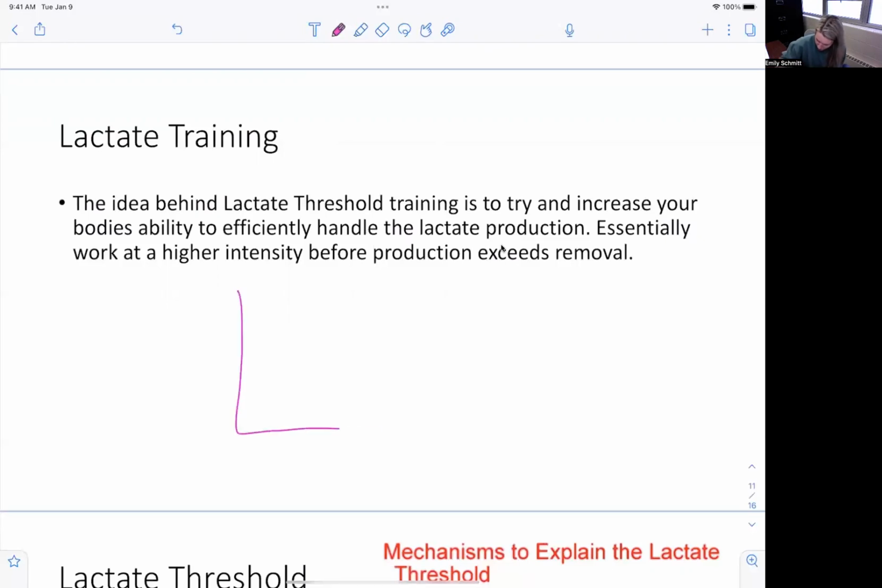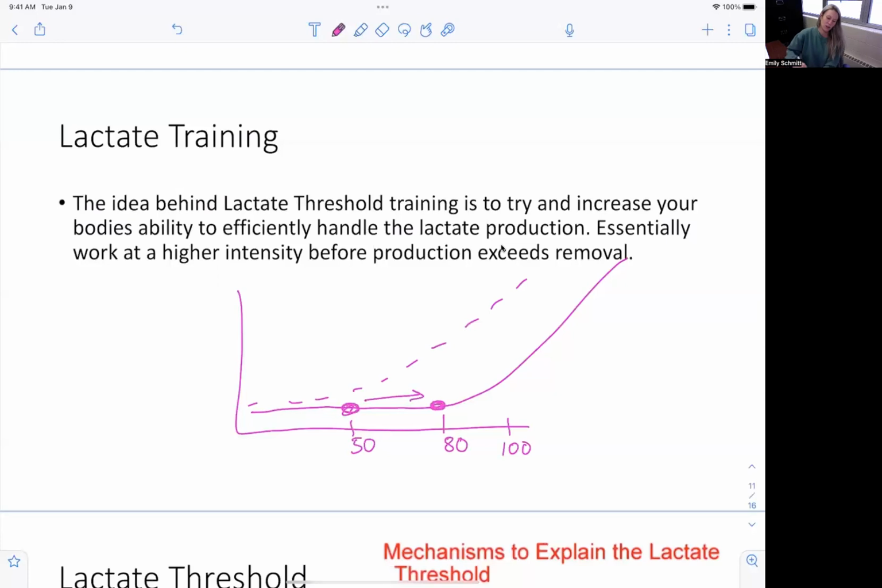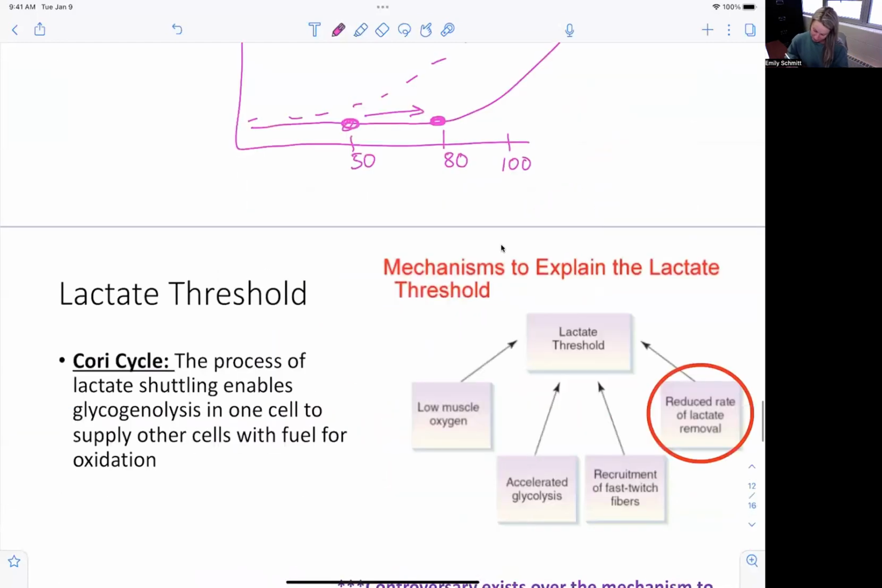So again, just with our graph, if we're at 50%, 100%, let's say, 80%, and we're untrained, whoa, that was supposed to be dashed, untrained versus trained, what we're trying to do is really move this lactate threshold so that we are that faster 100-meter runner, 200-meter runner, 300-meter runner. So training right below the lactate threshold is really where you need to be.